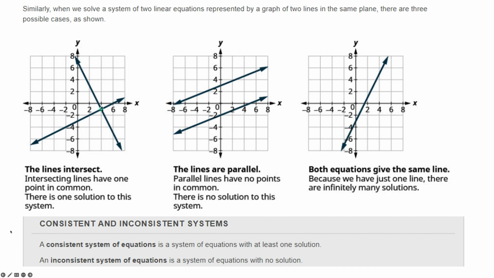Okay? Now, a consistent system of equations is where your equations have at least one solution. So this intersection, these same lines, those are consistent. Inconsistent is when there's no solution. That would be our middle graph.